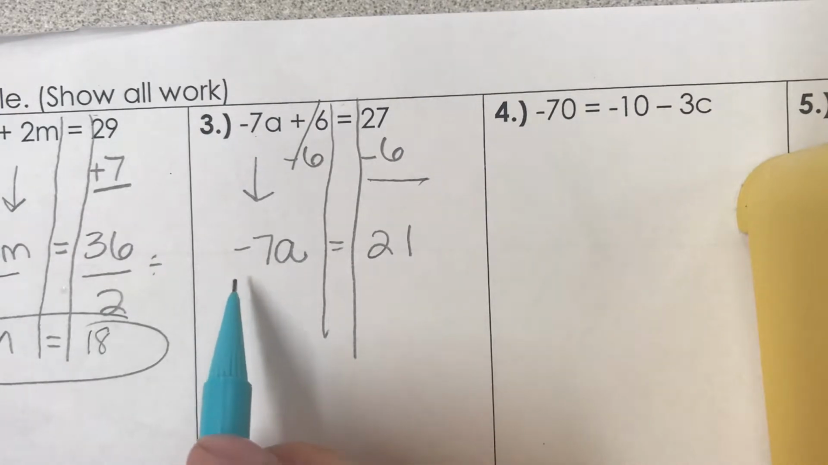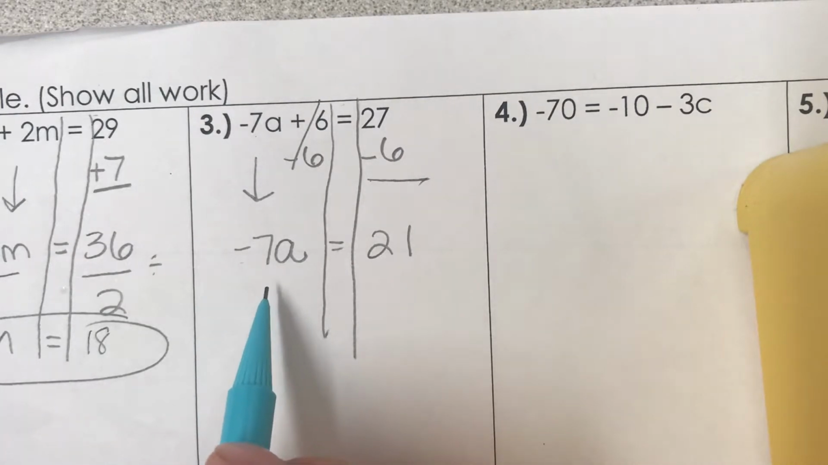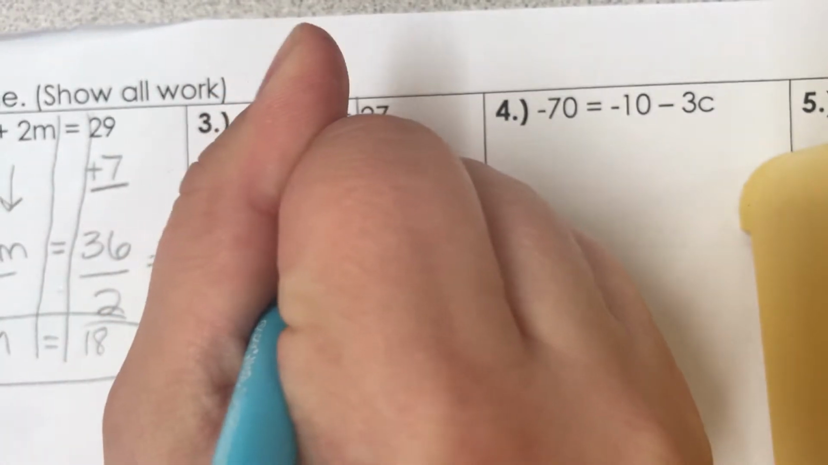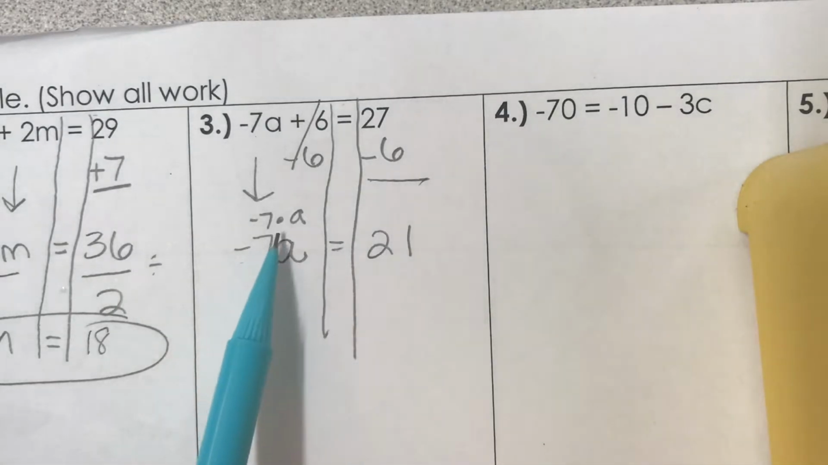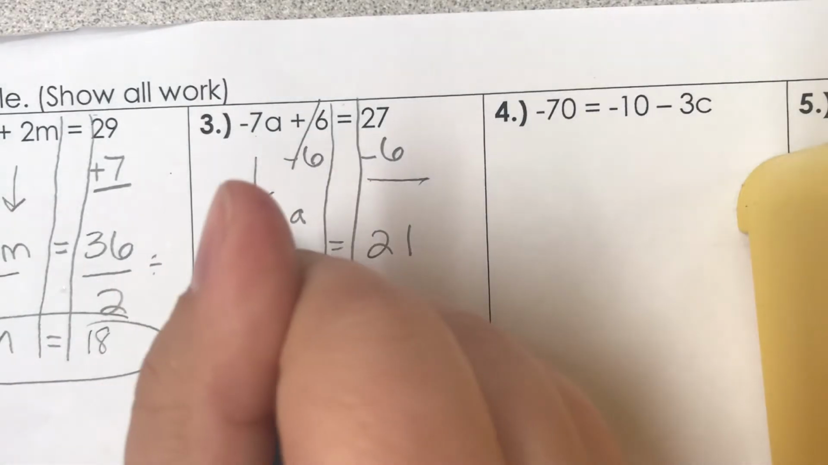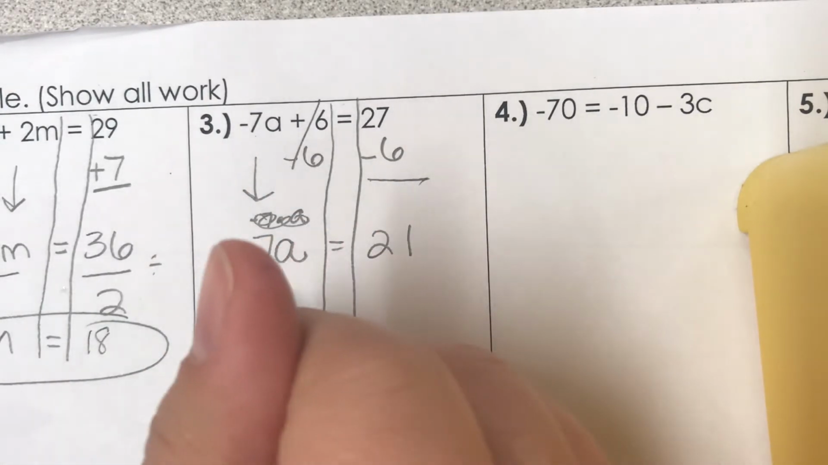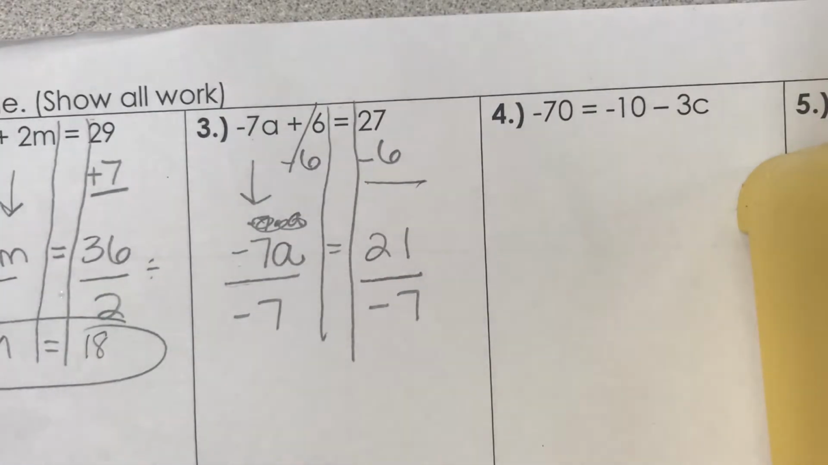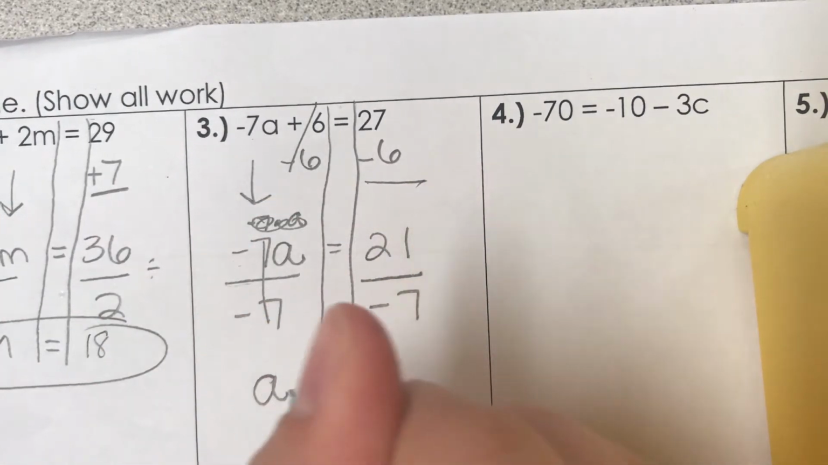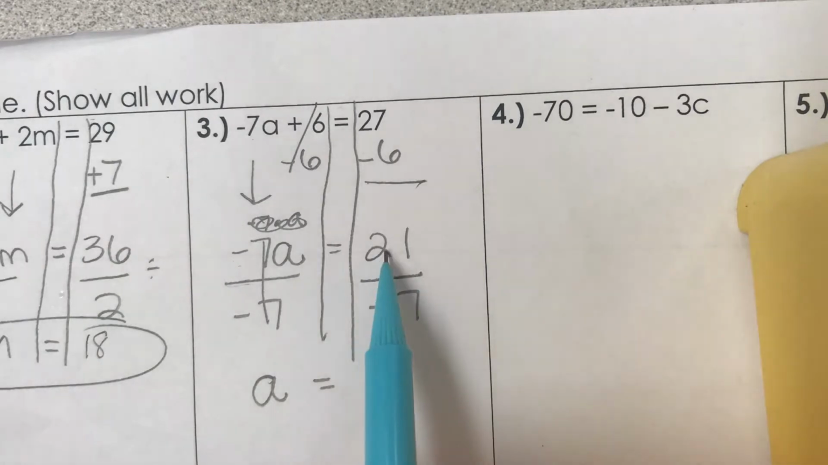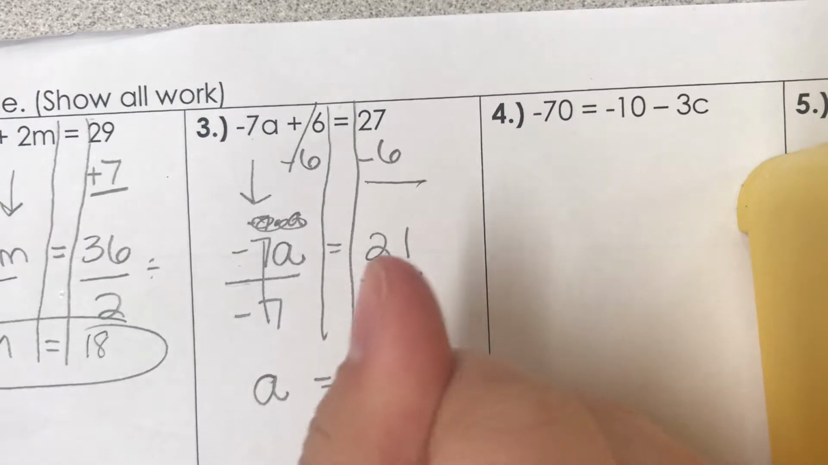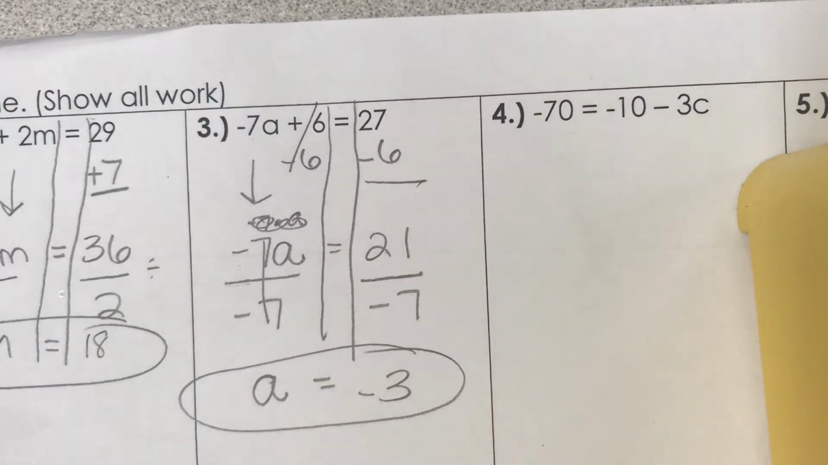Next, I'm not going to add 7. I know that this is a minus 7, but this operation here is negative 7 times a, and I need to try to undo that multiplication. So instead of multiplying by negative 7, I will divide by negative 7. A negative 7 divided by negative 7 is 1a. 21 divided by, make sure you type in a negative 7, will give you a equals negative 3.